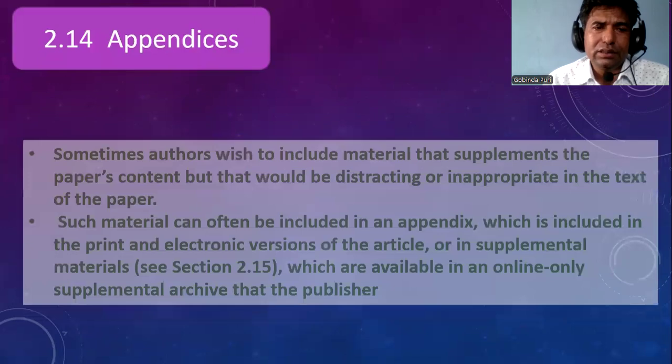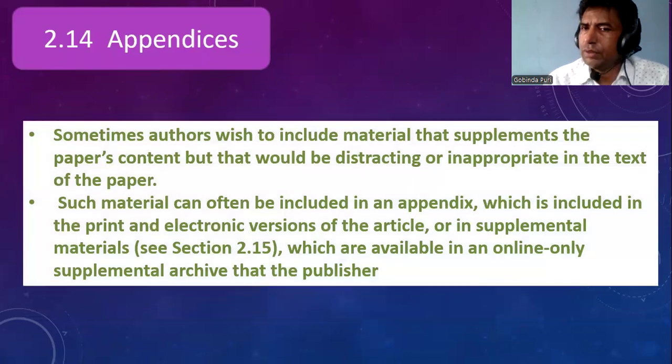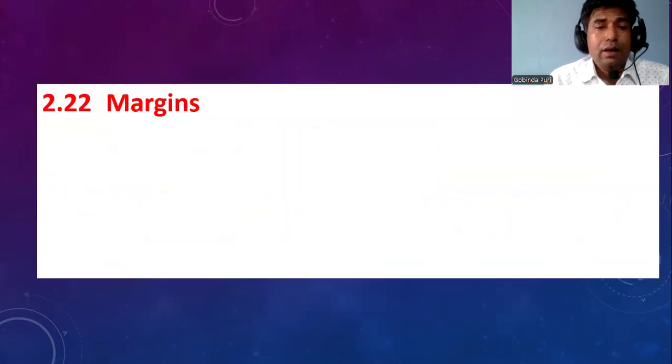And appendices: sometimes authors wish to include material that supplements the paper's content, but that would be distracting or inappropriate in the text of the paper. Such material can often be included in an appendix at the end of the paper, which is included in the print and electronic version of the article, or in supplemental materials, which are available in an online-only supplemental archive that the publisher supplies.